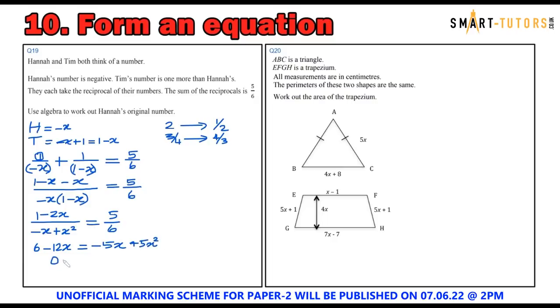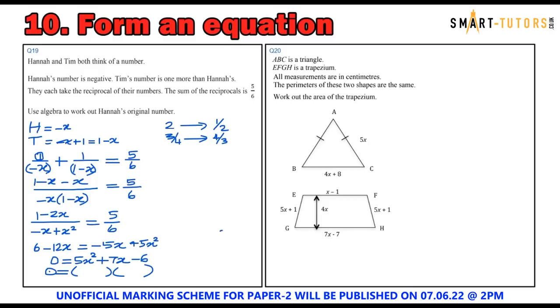So bring everything to one side. On this side I put 0 equal to 5x squared, then minus 12x coming this side, positive 12x minus 5x is positive 7x, I believe, and minus 6. So now you can put two brackets and factorize the quadratic equation. That is the main idea. Solve and find out the answer.